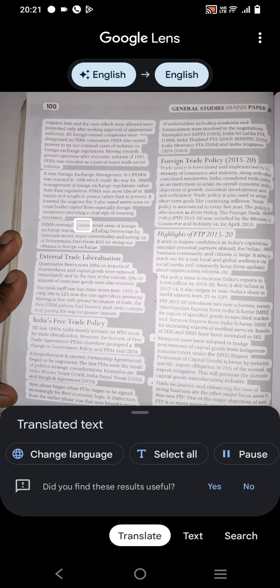FEMA essentially covers broad areas of foreign exchange management, including borrowings by the corporate sector, rupee convertibility, and setting up of the Enforcement Directorate, ED, for trying offenses in foreign exchange.